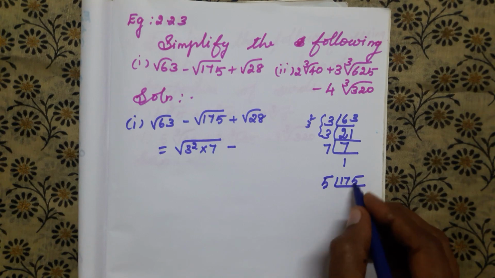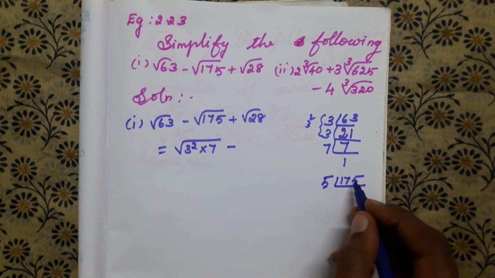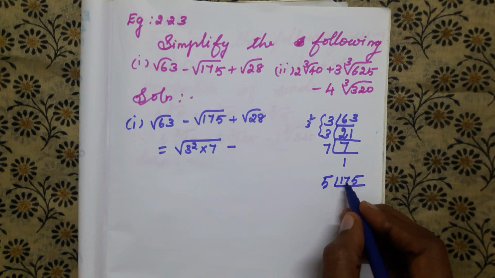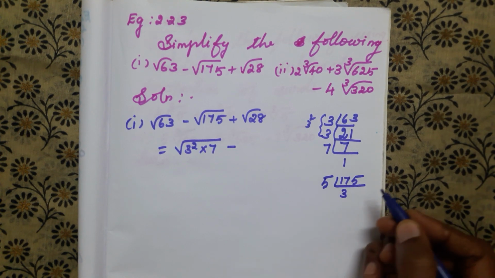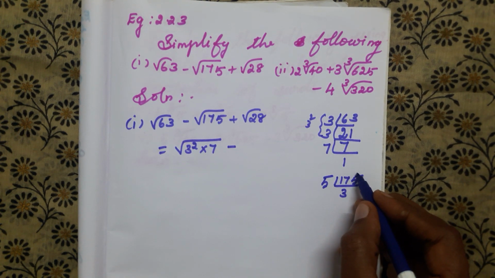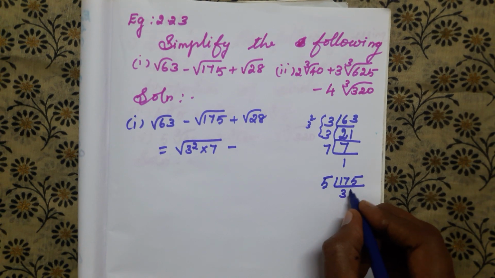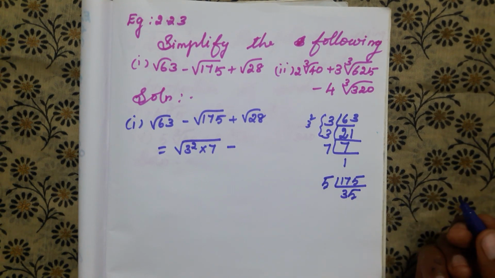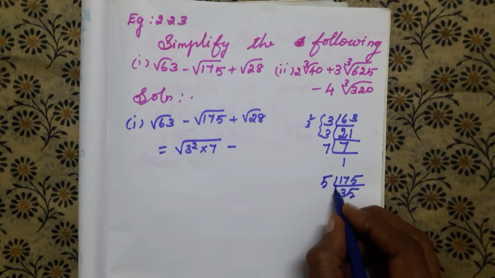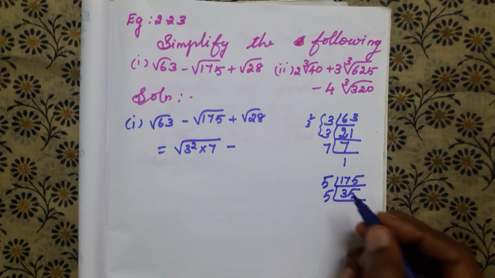When we are factorizing with 5, what will we get? 1 5 is 5, 2 5s are 10, 3 5s are 15. How much balance? 2 balance. Next, 5 5s are 25. Again we can factorize with the 5 table. Again we can factorize this.